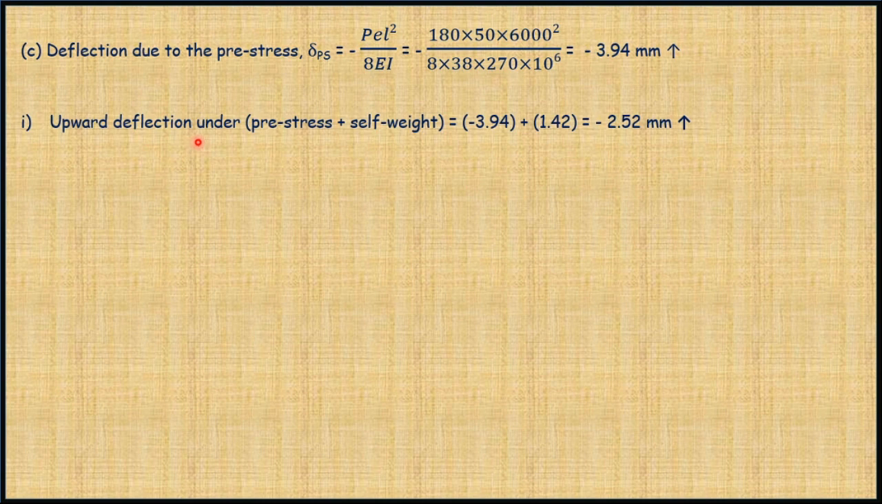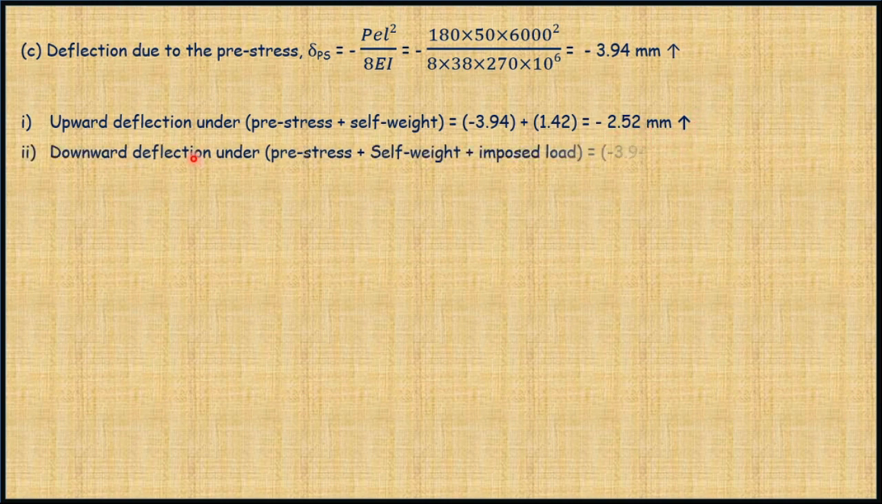Now calculating upward deflection under pre-stress and self-weight. So pre-stress is acting minus 3.94 and self-weight is acting 1.42 in downward direction. So upward it is acting as minus 2.52 mm. Second one is downward deflection under pre-stress plus self-weight plus imposed load. It is equal to minus 3.94 plus 1.42 plus 6.58, and here we are going to consider the creep coefficient, which is 1 plus 1.8 substituted. So this comes out to be 11.34 mm in downward direction.